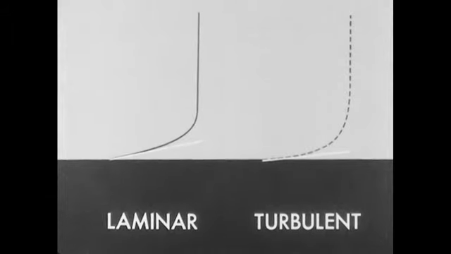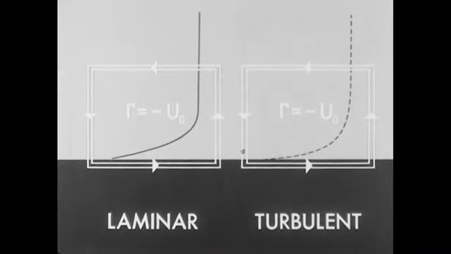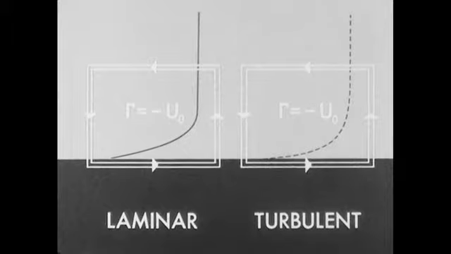The velocity gradient normal to the plate is larger for the turbulent layer, and it therefore has the larger wall shear stress or drag. The circulation is the same for both layers. Both boundary layers therefore contain the same amount of vorticity per unit length of the plate. However, the distribution of vorticity in the two layers is very different. There is more vorticity near the plate in the turbulent layer.